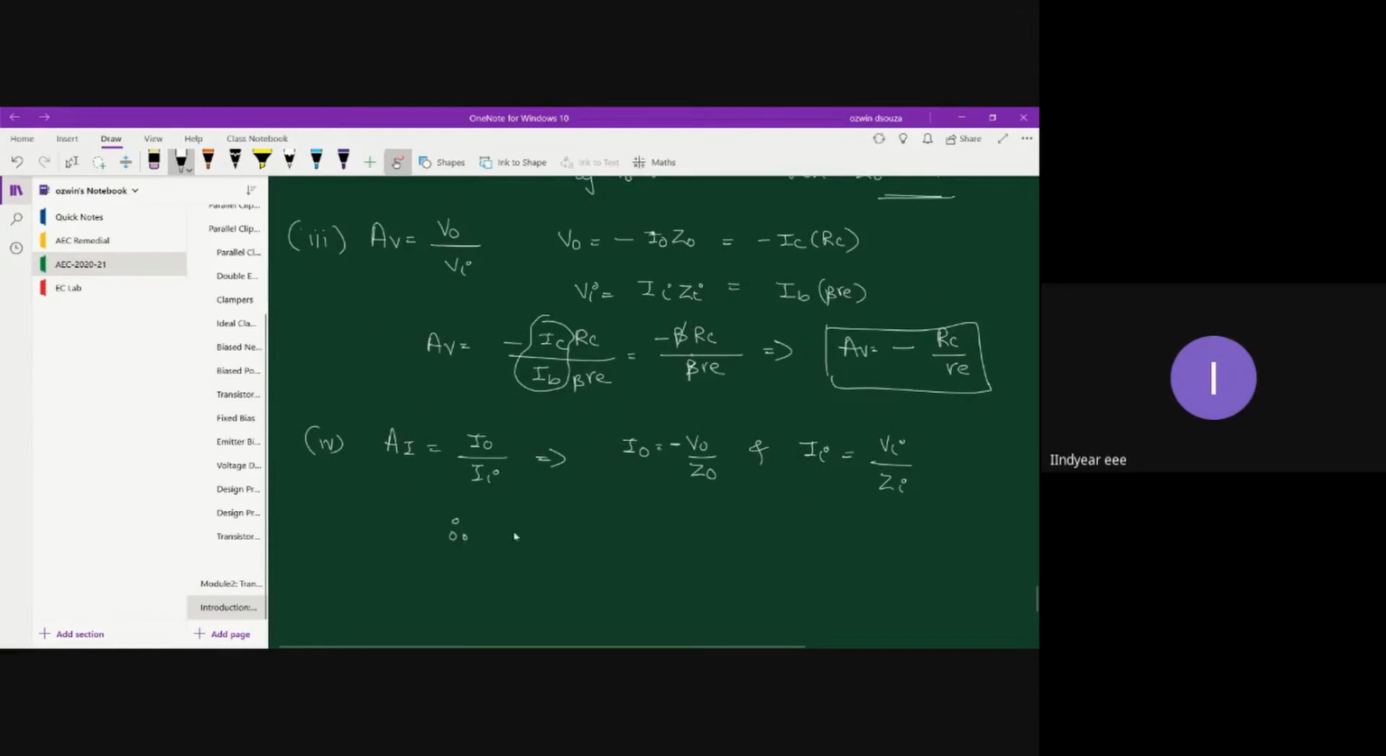Therefore, current gain AI is equal to I naught by II. What do we have against I naught? We have negative V naught by Z naught, divided by VI by ZI. So we have the ratio V naught by VI, which is minus RC by RE, or it is AV, right? So you can write this as AV into ZI divided by Z naught. So that's your current gain, right?